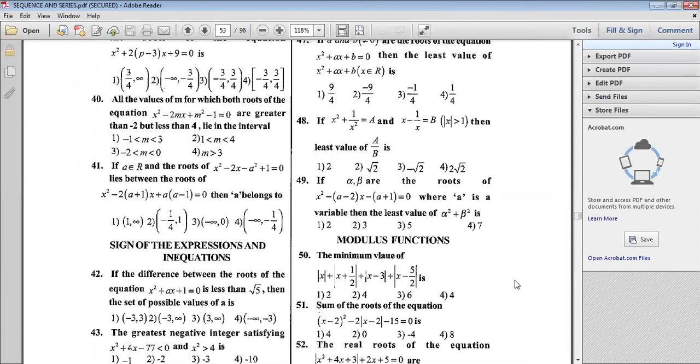Sum of the roots of the equation, that is (x minus 2) whole square minus 2 times mod x minus 2 minus 15 is equal to 0. We have to find the sum of the roots of that equation.